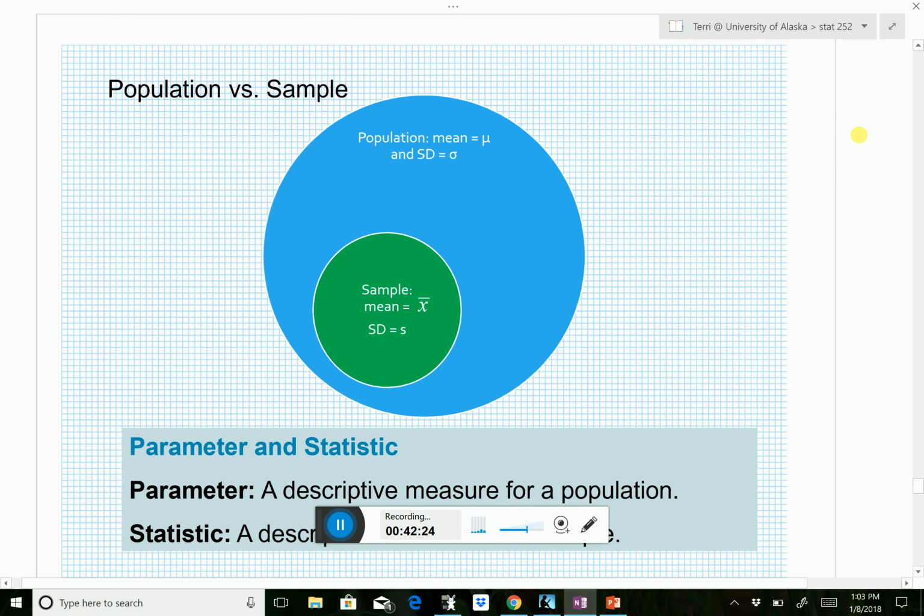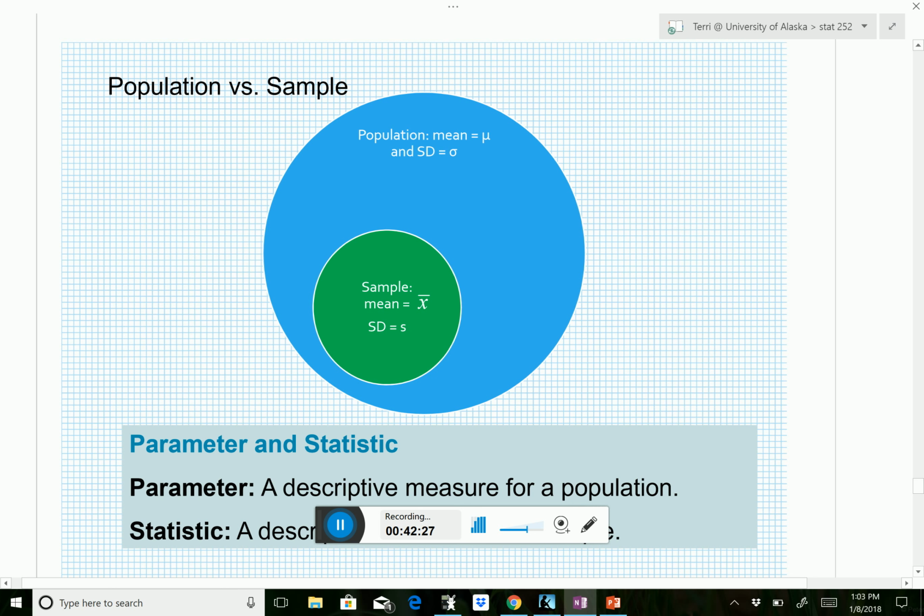So here's a good picture of population versus sample. If my population mean is mu, my standard deviation is sigma, I use a sample of it. So I find this sample. The sample mean, the mean of everything in here, is x bar. The standard deviation of everything in here is S.